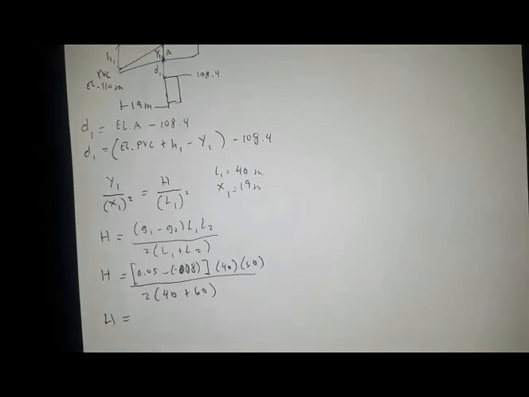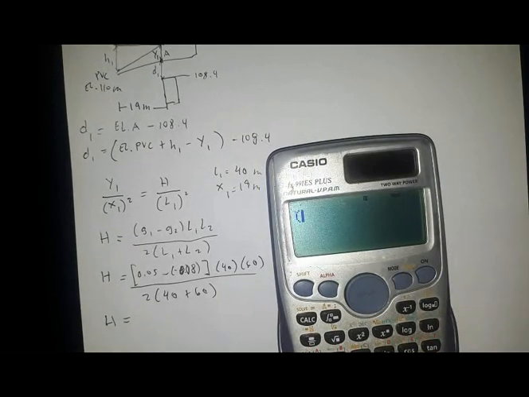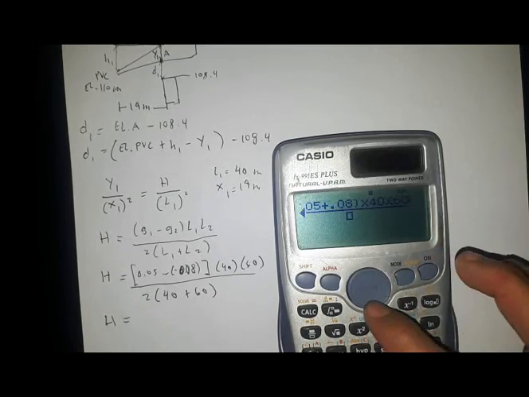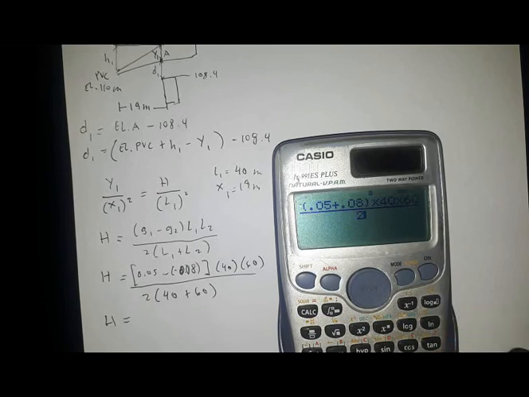So we have h equals 0.05, so minus, it will become addition, 0.08 times L1 times L2 over 2 times L1 plus L2. We have H of 1.56.